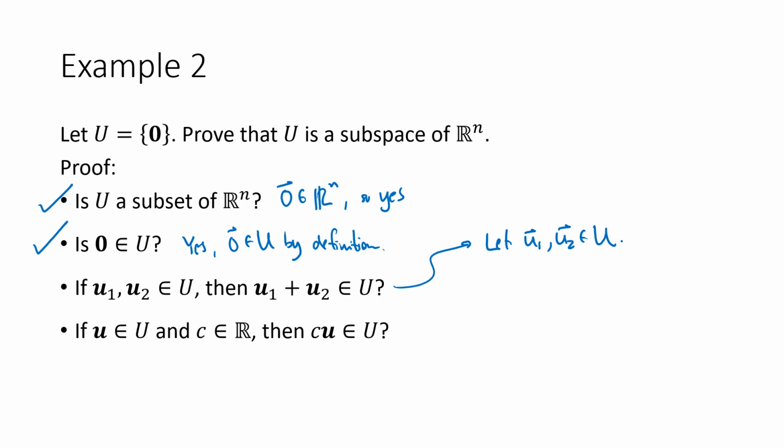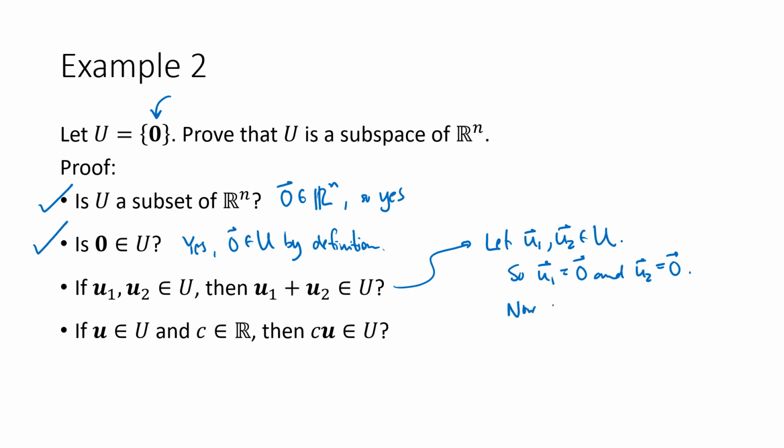Sorry about that, had an airplane going over my house. The second step here would be to use the definition of capital U and say, okay, now what do we know about these two vectors from the fact that they're in capital U? Well, the only vector in capital U is the 0 vector. So that means that little u1 has to be the 0 vector, and little u2 is the 0 vector, because that's the only vector in capital U.